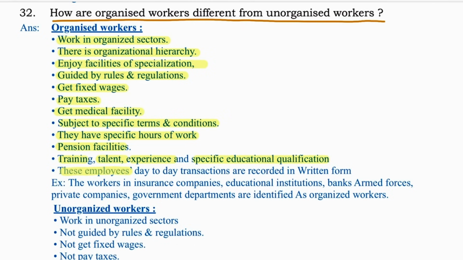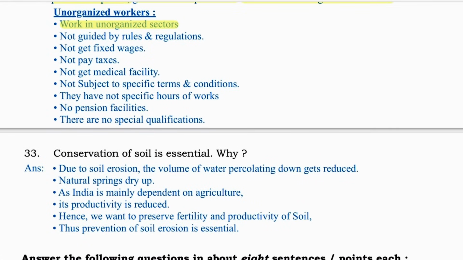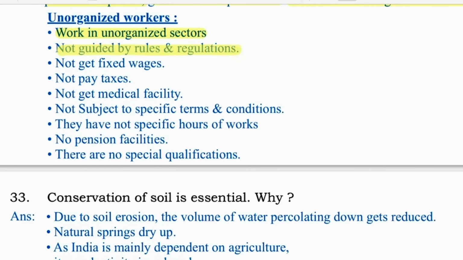Next, these employees' day-to-day transactions are recorded in written form. Examples: the workers in insurance companies, educational institutions, banks, armed forces, private companies and government departments are identified as organized workers. Next, as for unorganized workers, they work in an unorganized sector, meaning not guided by any rules and regulations, not getting any fixed wages, no tax payment, not getting medical facilities, and not subject to specific terms and conditions. They do not have any specific hours of work, no pension facilities, and no special qualifications required.